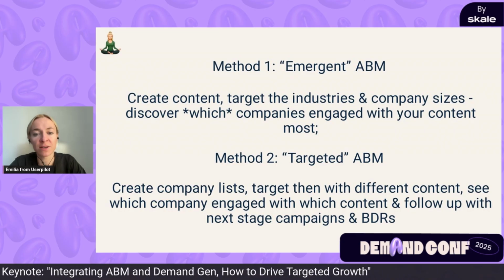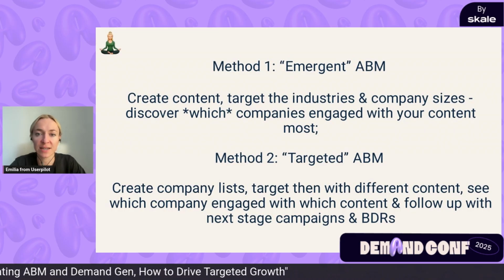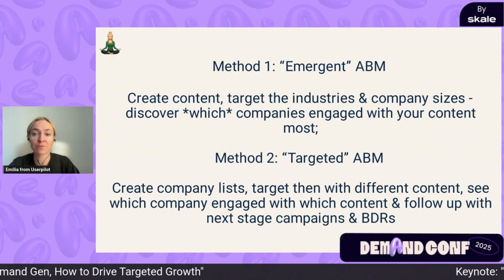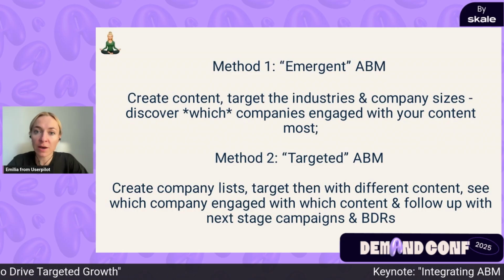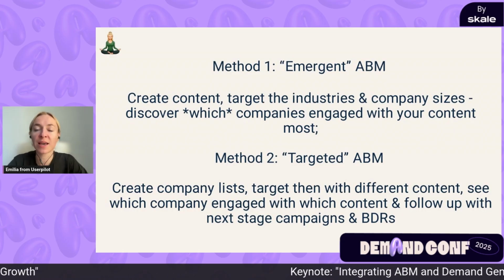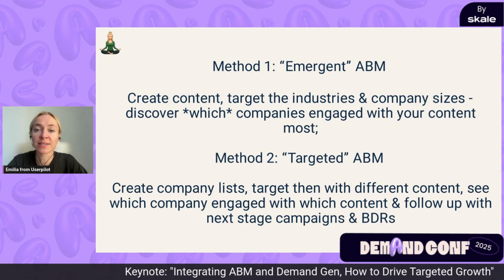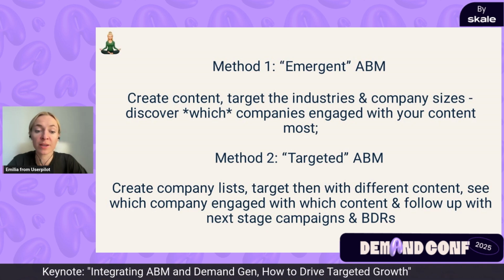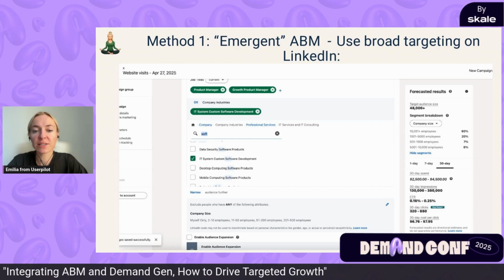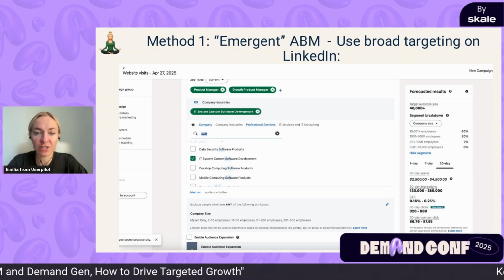The second method is when you have a targeted ABM, so you have a named account list. These can be lookalikes of your best performing accounts, of your recently closed won enterprise accounts that you know are a good fit. So let's look at the first method, the Emergent ABM method.